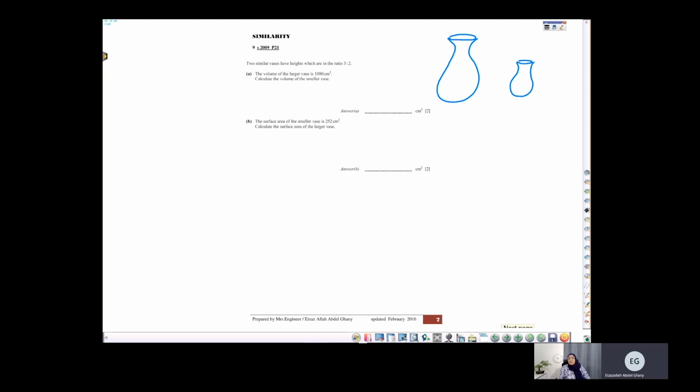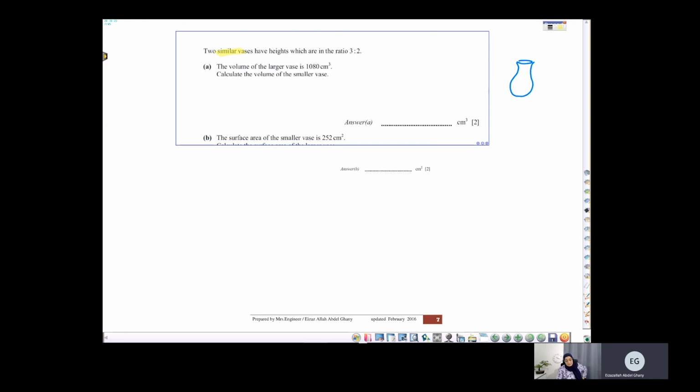The last question now is about the vase, and these are two similar vases. Where is the key word? The word similar. This is also a quiz. Two similar vases have heights which are in the ratio 3:2. This doesn't mean that the height is 3 centimeters and the other height is 2 centimeters. It could be 30 to 20. If you multiply by 5, it could be 15 centimeters and 10 centimeters. This is just a ratio, okay?